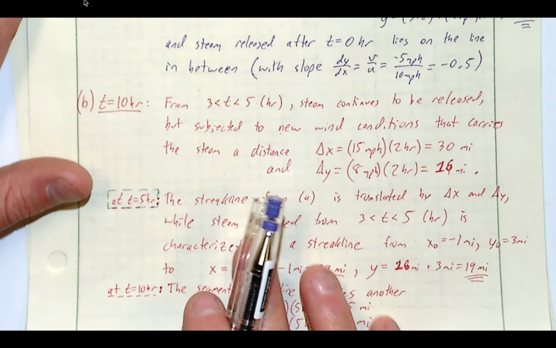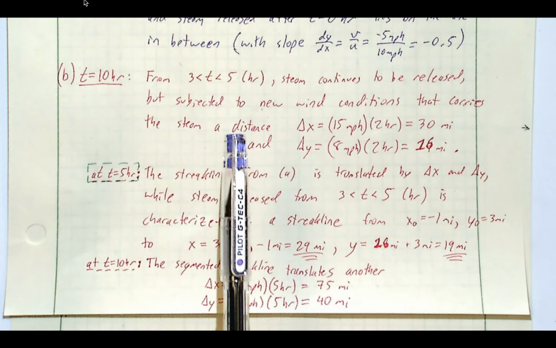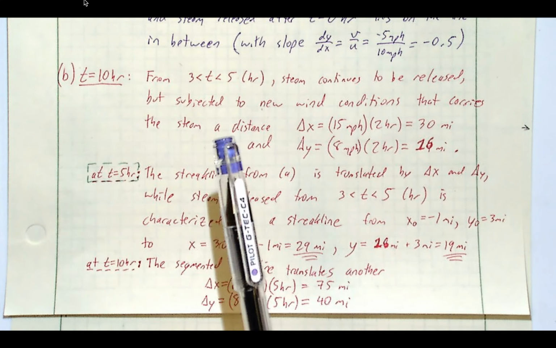Okay, so that one's pretty straightforward. We move on to the next one. It asks for the streak line at 10 hours. That becomes a little bit more tricky, because now the wind changes while steam is still being released for 2 hours. So from 3 to 5, steam continues to be released, but it's subjected to a new wind. And now we have a new delta x for this little period, right? So now we have an additional 2 hours traveling at 15 miles per hour in x, and 8 in y. Those are the conditions we're now in.